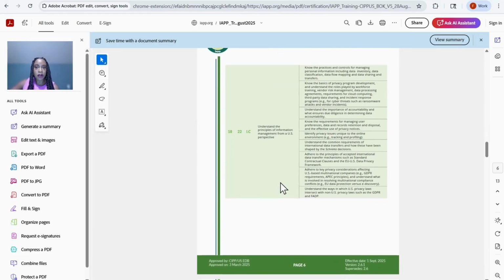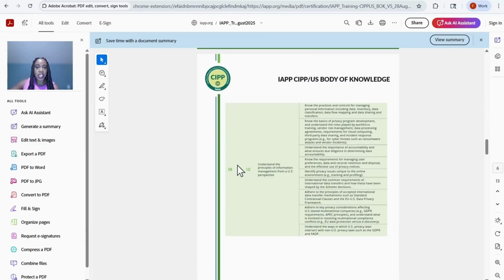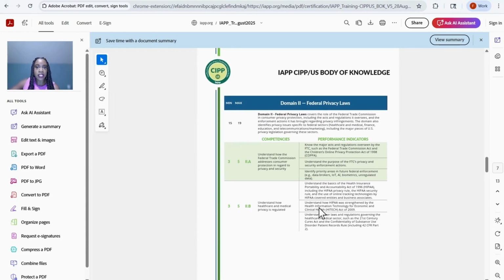When you get this body of knowledge, read through everything that is required. You can see here that potentially up to 22 of the questions are going to come from understanding the principles of information management from a US perspective. So you need to know this section very, very well. Okay. And then we can see the federal privacy laws carries 19.